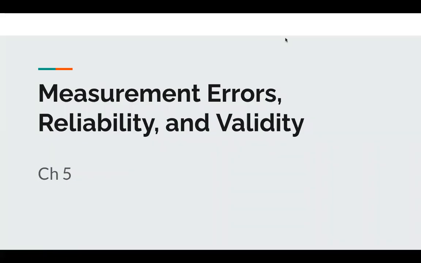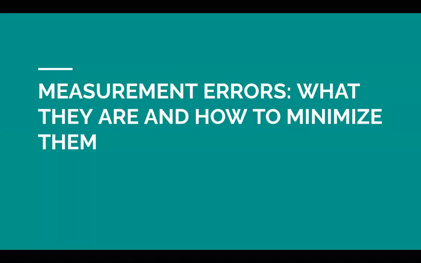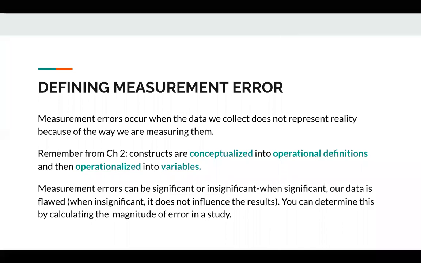Chapter 5 of your textbook discusses measurement errors, reliability, and validity. So this chapter begins by addressing measurement errors. Particularly, it is focused on what they are, as well as how to minimize them. So what are measurement errors?